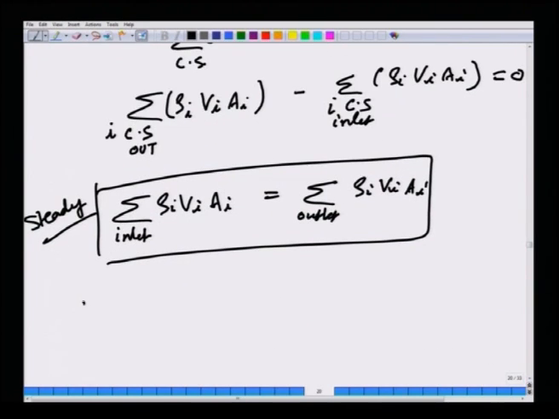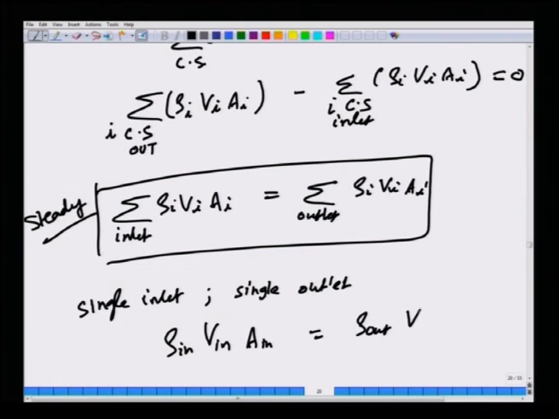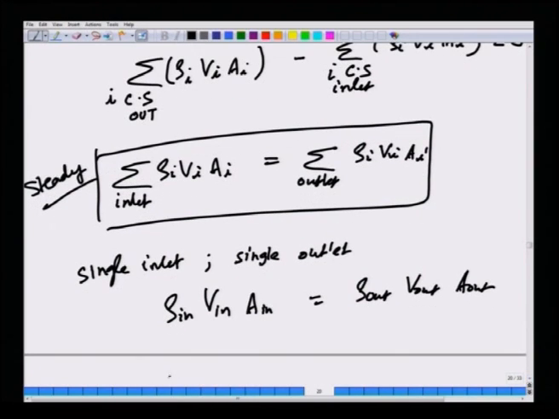Okay, if you just have a single input and single output, that is only one inlet and a single outlet, we have rho in V in A in equals rho out V out A out. This is for a steady flow. Okay. So, we will stop here on the mass balance for a CV. We will continue in the next lecture.